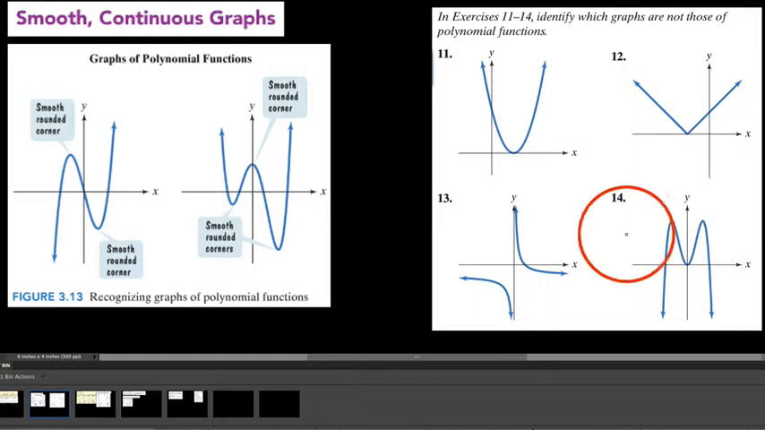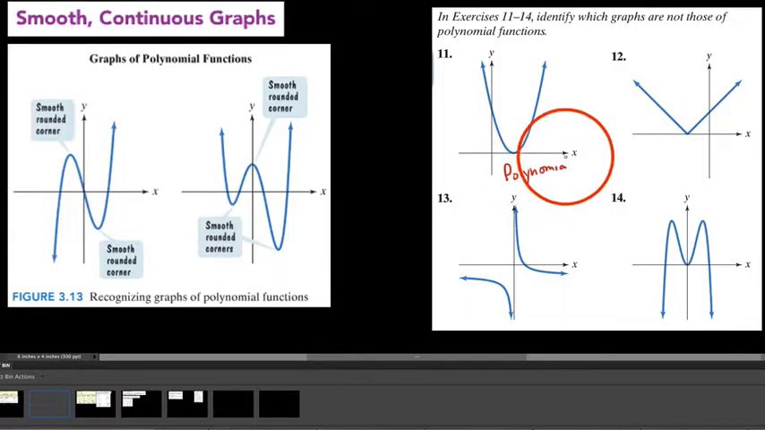So looking at what we do have over here, starting with number 11, we see a curve here that is definitely smooth throughout. And I didn't have to lift my pencil up to draw it. And so that being the case, we would definitely say that something like number 11 is a polynomial function.